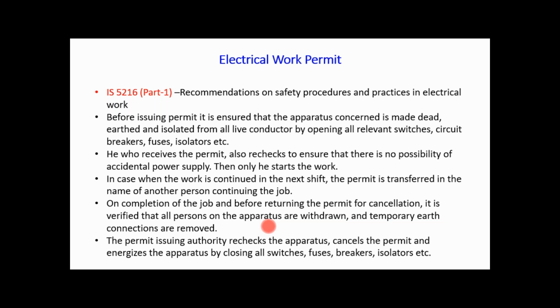So these are not for the common person; the work permit systems are always going to be permitted for all the cases. The permit issuing authority rechecks the apparatus, cancels the permit, and energizes the apparatus by closing all switches, fuses, breakers, isolators. And what I'm saying is that we must have knowledge about these fuses, then breakers, that may be the circuit breaker, oil circuit breaker, low circuit breaker, air circuit breakers, etc.